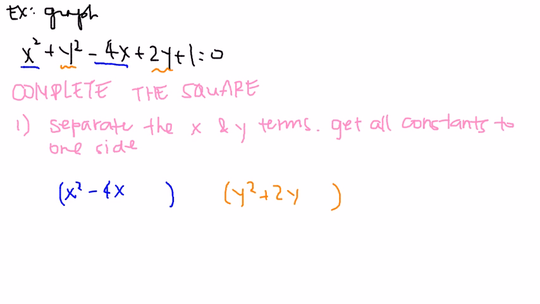And once again, we need to put the constants on one side. In particular, we're going to put it onto the other side, so we're going to subtract 1. And then I'm just going to add these two parentheses together.